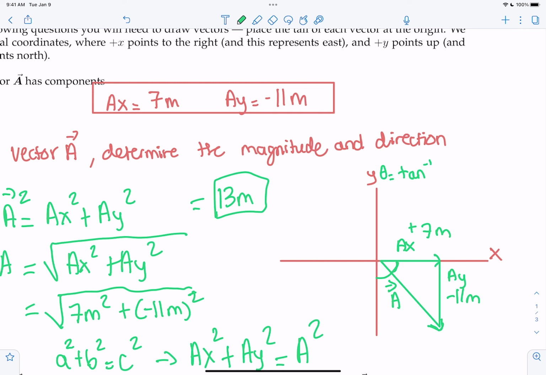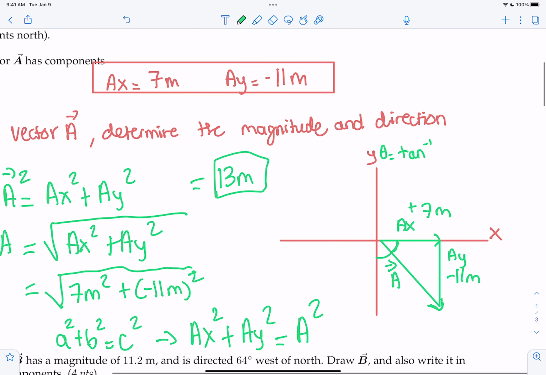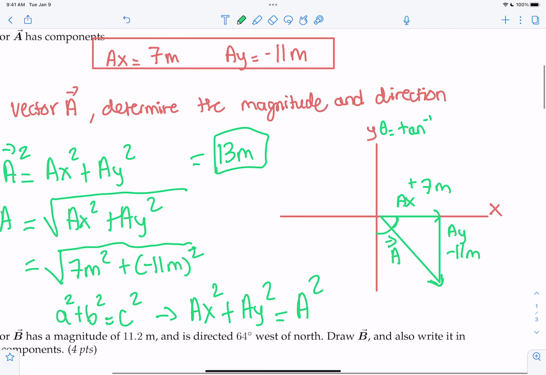Inverse tangent of what? Tangent is opposite over adjacent. So if we take this angle here, the side that's opposite to it is AY, and adjacent to it is AX. So inverse tangent of AY over AX will give us our theta, and that's inverse tangent of 11 meters over 7 meters.